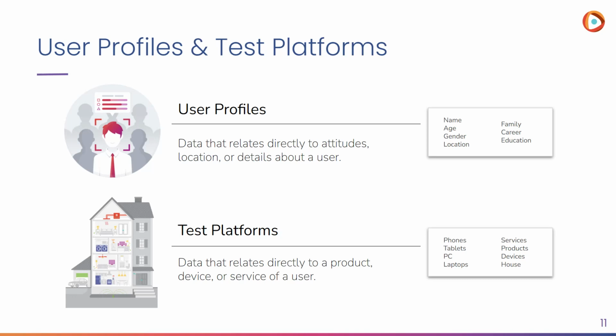So that's going to include their phone, tablets they may own, any PCs or laptops. But it also includes things like services. So do they use streaming services or home security services, devices that they may have laying around, and also the house itself. Do they have smart home devices? What's the total square footage of the house, etc.